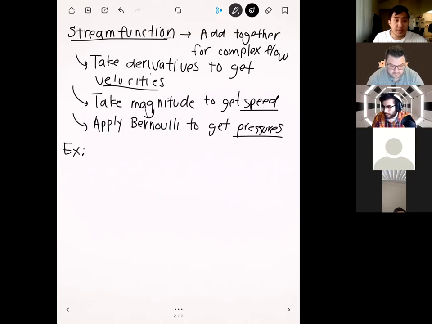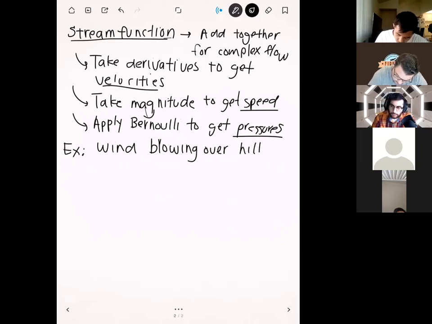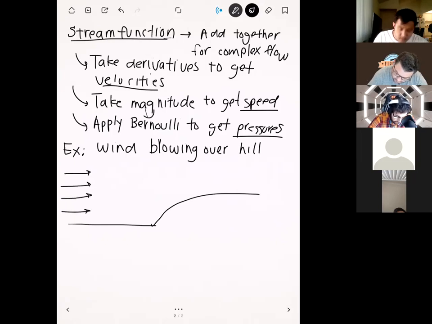Okay. And so just to illustrate this, let's do an example where we have wind blowing over a hill. The geometry looks something like this. You have wind that's coming off this way, and we'll say that this wind has a speed of 40 miles per hour.